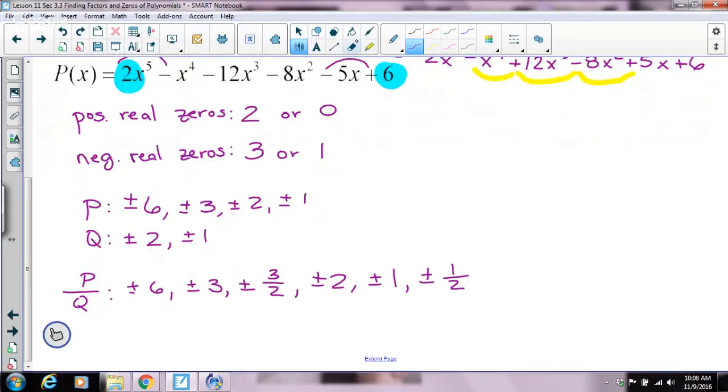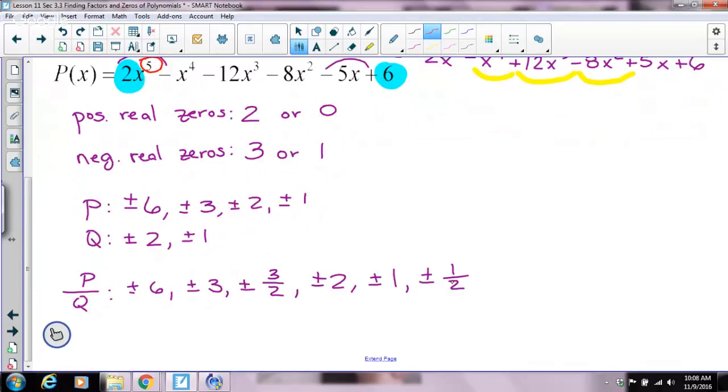Look, what's your exponent? 5. So at most, how many zeros can you have? 5. But they don't all have to be real. Some of them could be imaginary, right? So we just want to look to see if we can find them. So what do you want to plug in first? You want to try to find your negative or your positive? Positive? No, that's fine. I know at least one negative will work. That's fine. What do you want to plug in?